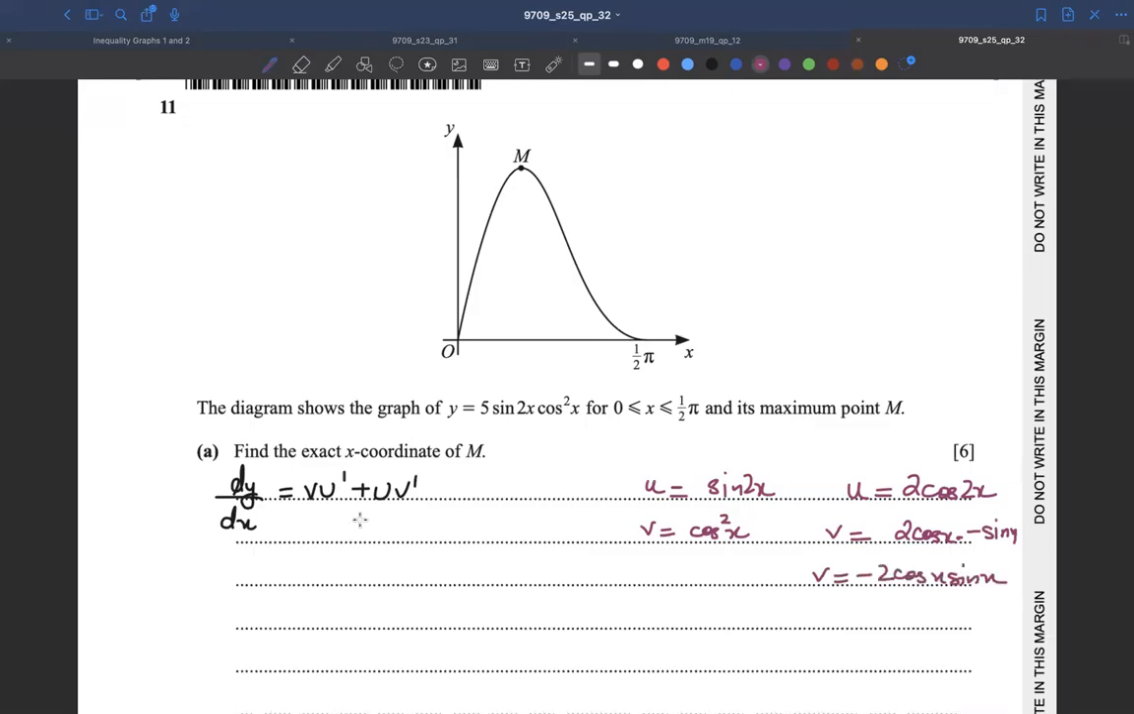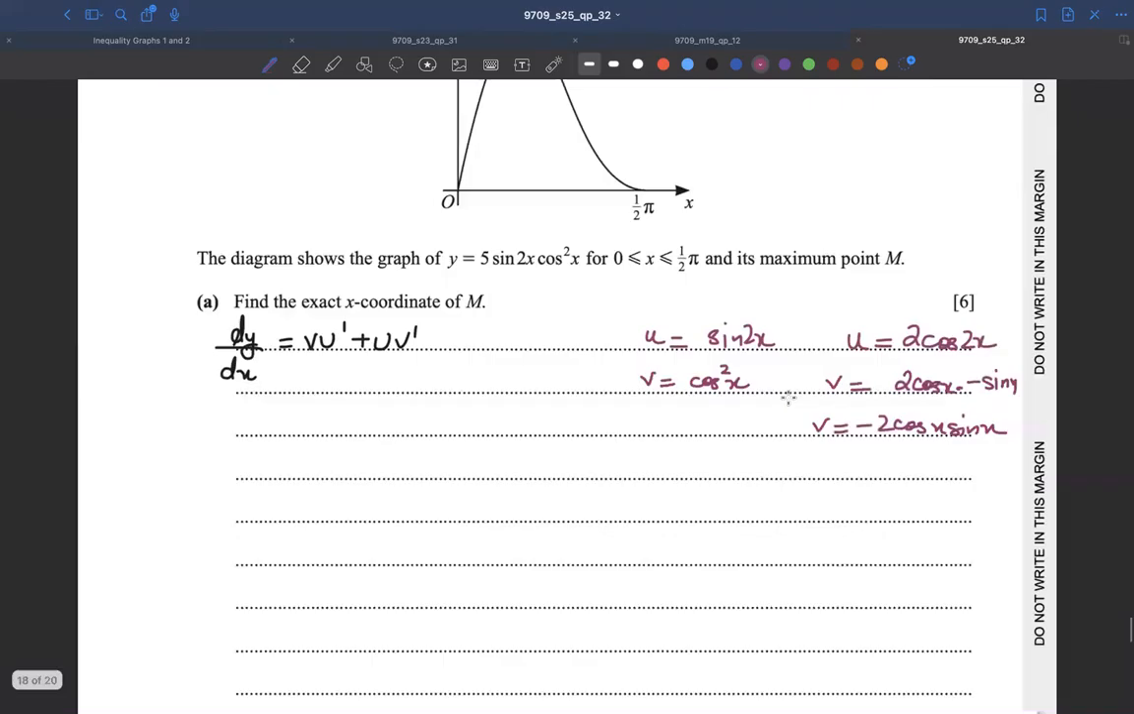Now applying the product rule, you'll get vu dash plus uv dash. So this is u dash and this is v dash. So vu dash would be cos square x into 2 cos 2x. So cos square x into 2 cos of 2x plus uv dash. So that will be sine of 2x multiplied by minus 2 sine cos, and then the whole expression is multiplying by 5 over here.